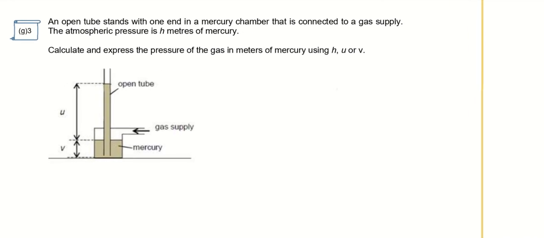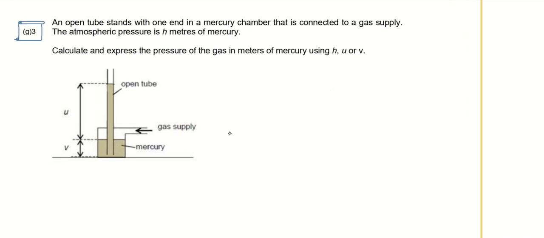Okay, then G3, next question. So we actually have an open tube with one end in a mercury chamber that's connected to a gas supply. So this is the arrow that I need to draw, P gas. Okay, and this is another surface that has pressure acting on it. However, this is PATM. They want us to calculate and express the pressure of the gas, P gas, in meters of mercury.